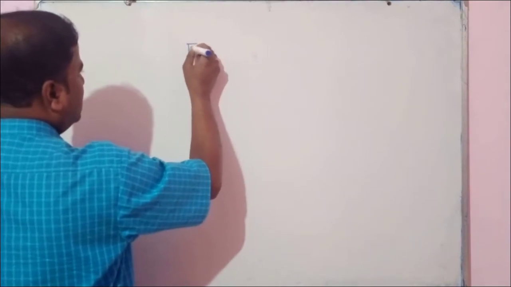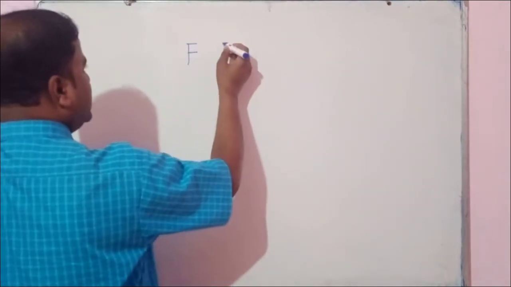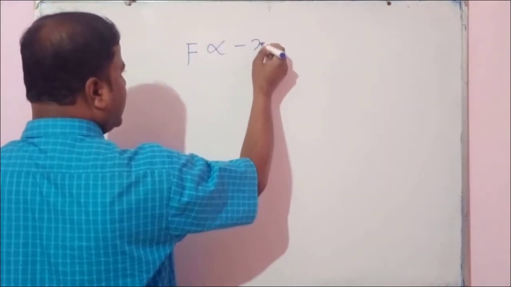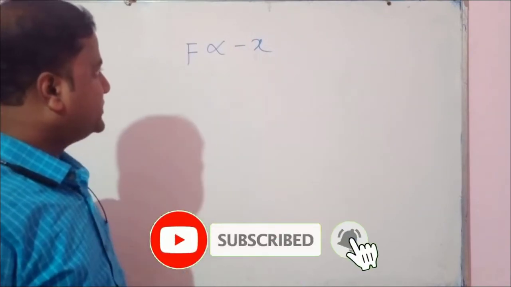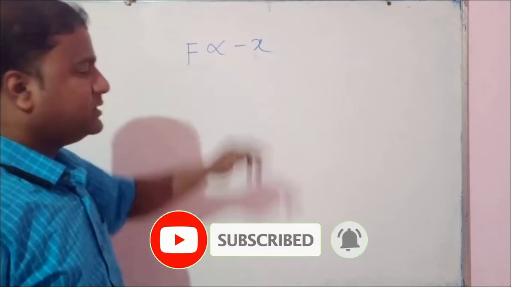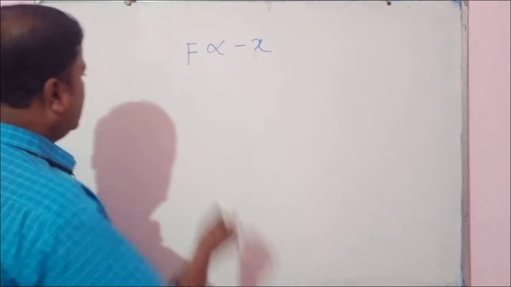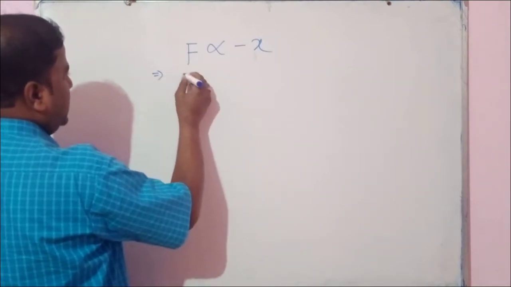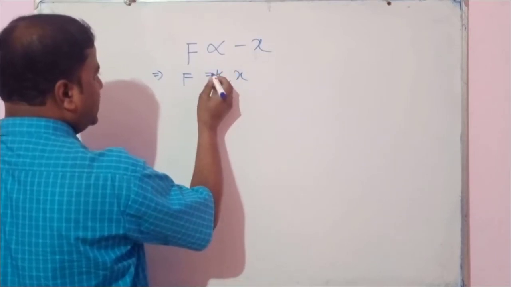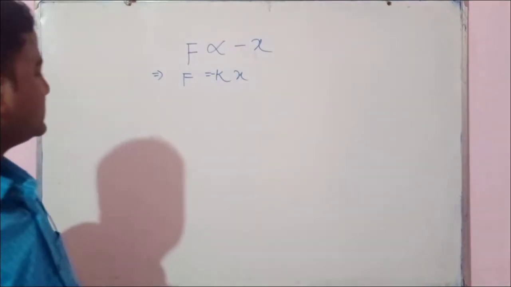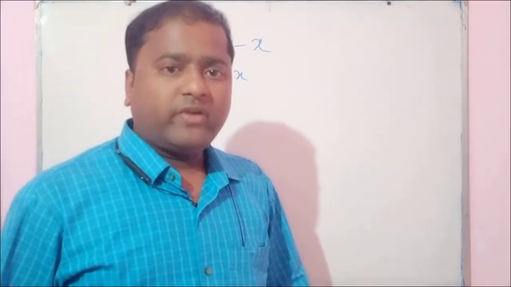We know for a particle executing SHM, the force acting on it is F proportional to minus x. This is the restoring force and this is the displacement. Here force and displacement are proportional and they are directed opposite. Now we write F equal to some constant k into x. Here is a minus sign. This k is generally called the spring constant.